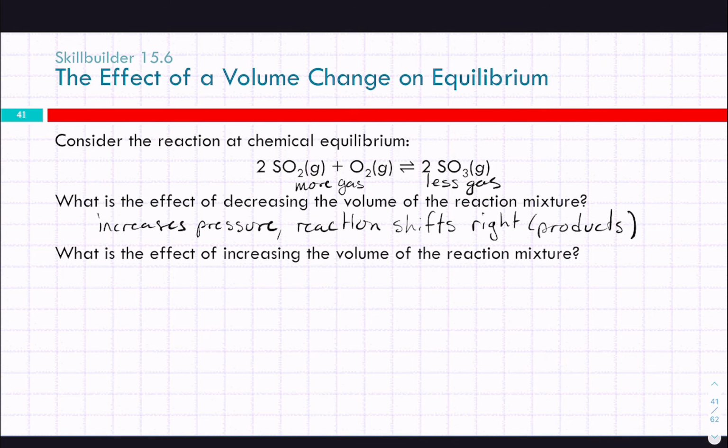Okay. So what happens if we increase the volume of the reaction? Opposite. The opposite's going to happen because we decrease pressure and then the reaction shifts left.